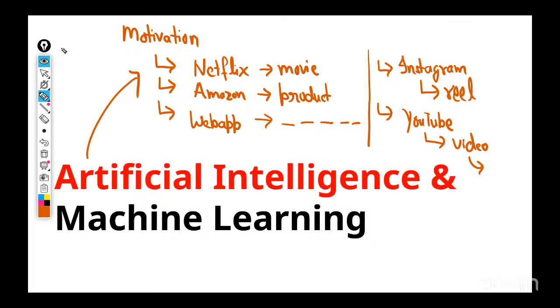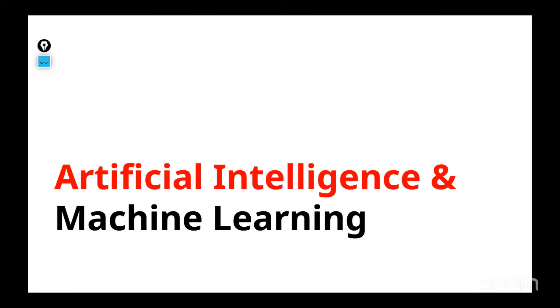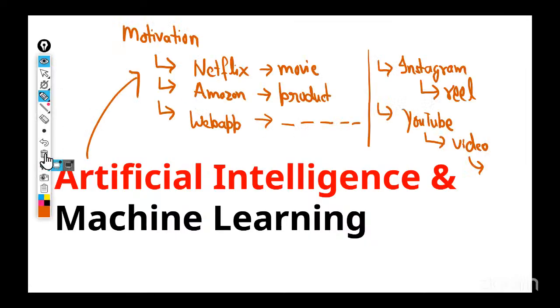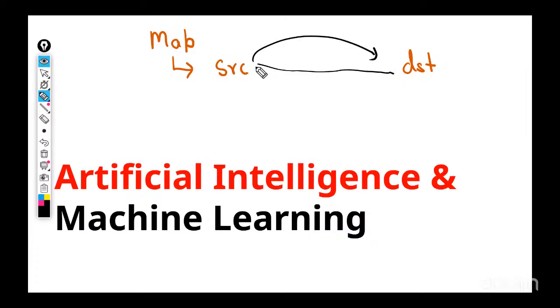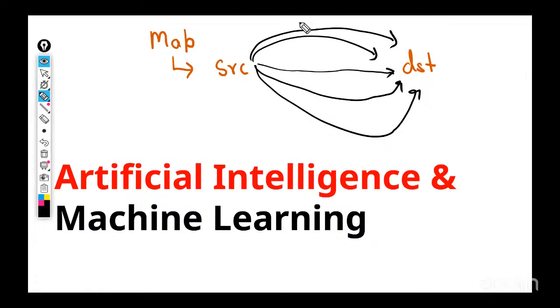This entire thing is done with the help of AI. And there are so many applications of AI. Another application you can see: let's say I wanted to open Google Maps, and go from a source to a destination. Now, what this Google Maps will do, it will give you the shortest path. There can be multiple paths. But Google is going to suggest that path which will take less time.